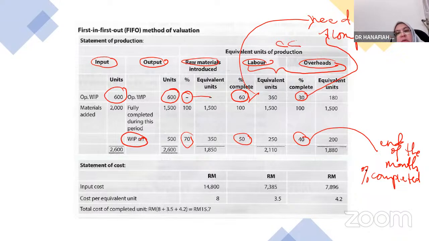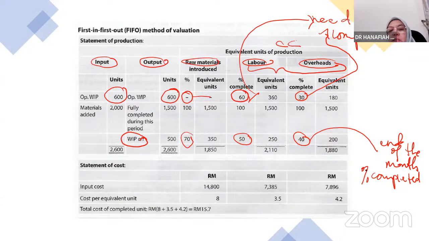Hopefully now you have a better understanding of where I get this 60, 30 and 70, 50 and 40, and why there is no percentage for raw material. As I mentioned earlier, no material is needed because you have the material at the beginning of the process. So it's already there, and there is no need to complete anything. However, for labor you still need 60%, because last time you already used 40%. And for overhead, you already used 70%, and now you need to complete another 30%.